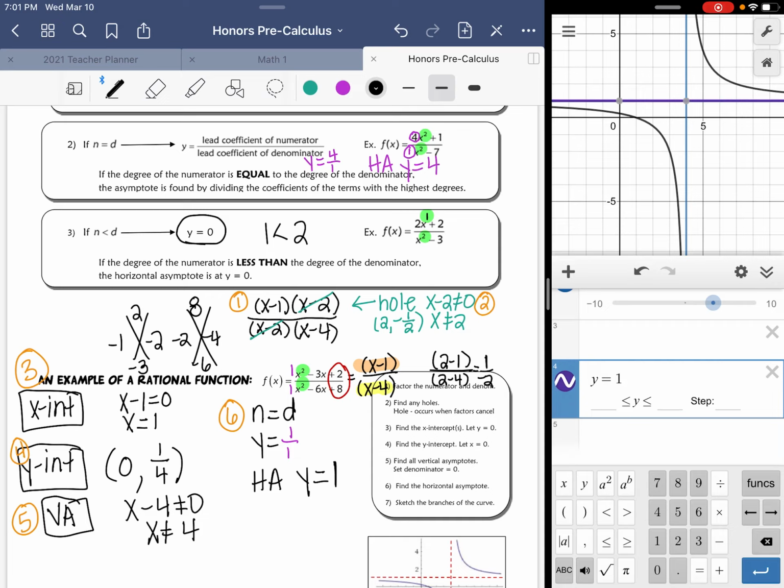The y-intercept is where you're going to divide the constants at the back of your problem, not the leading coefficients, just the numbers. Vertical asymptotes are whatever is left over in the denominator. And then your horizontal asymptote is the comparison of the degree of your numerator and the degree of your denominator.